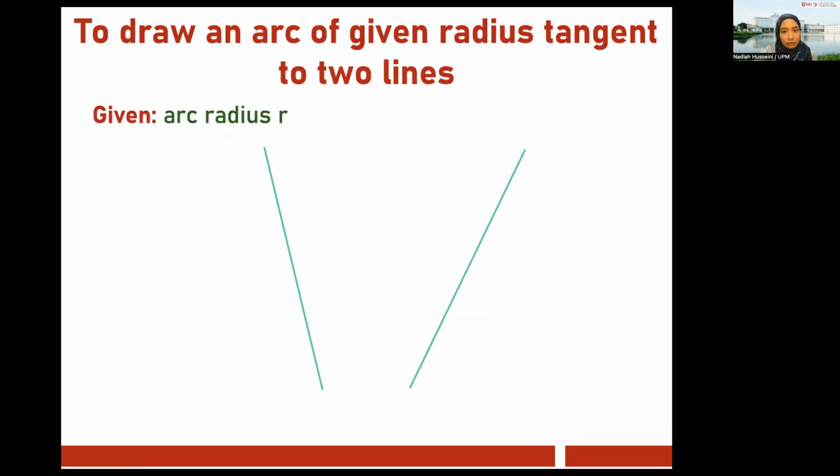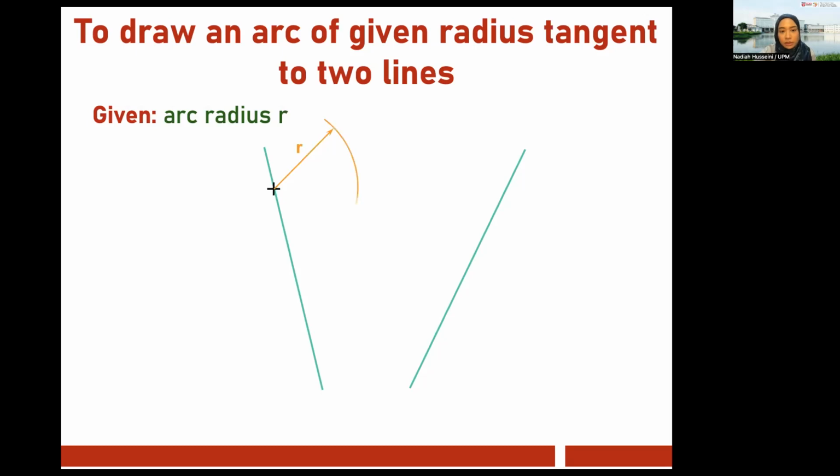To draw an arc of the given radius tangent to two lines. So we want to draw an arc, but at the same time we want our arc to be tangent. We have learned about this too. We drew a circle in AutoCAD. We drew a circle that was tangent to two edges. We called that circle TTR, or circle tangent radius, if you guys still remember.